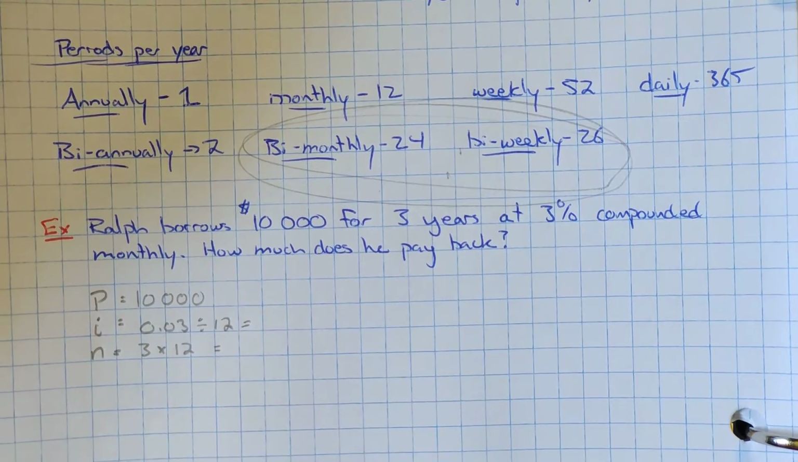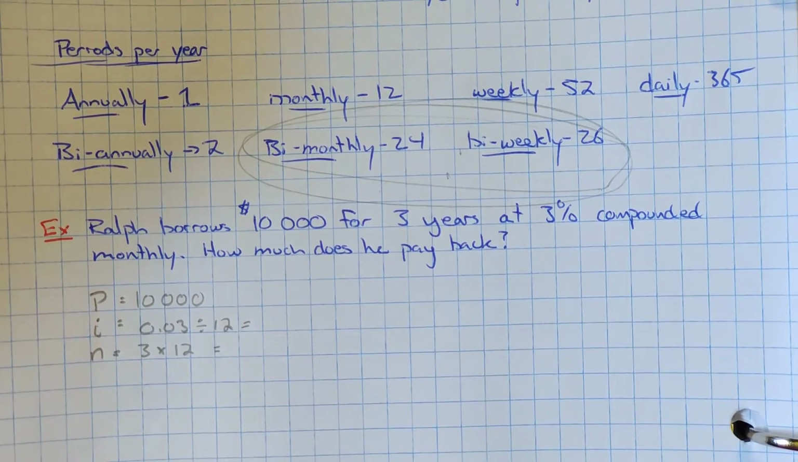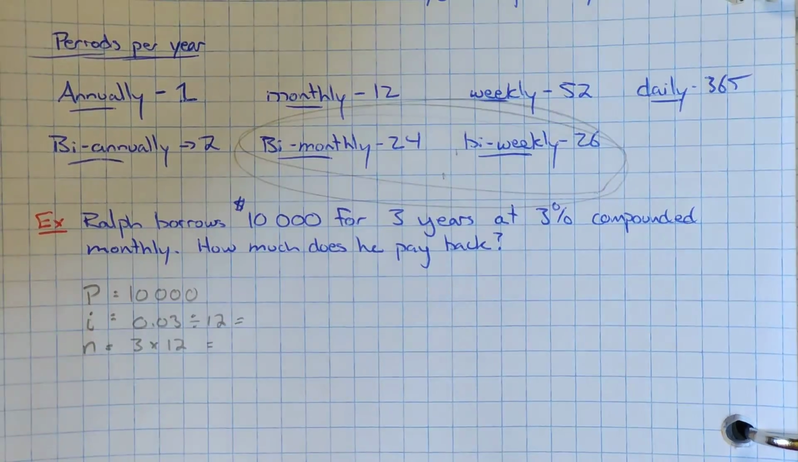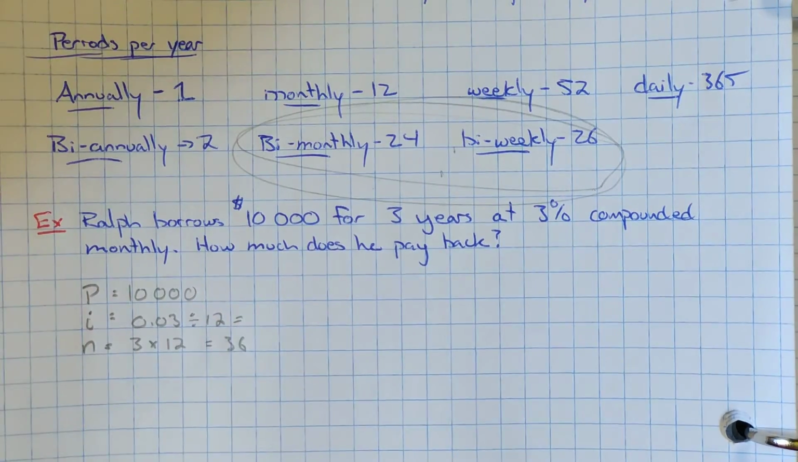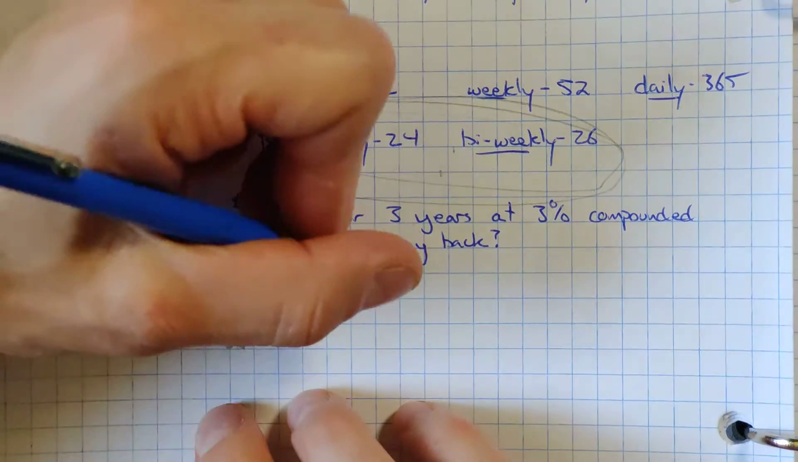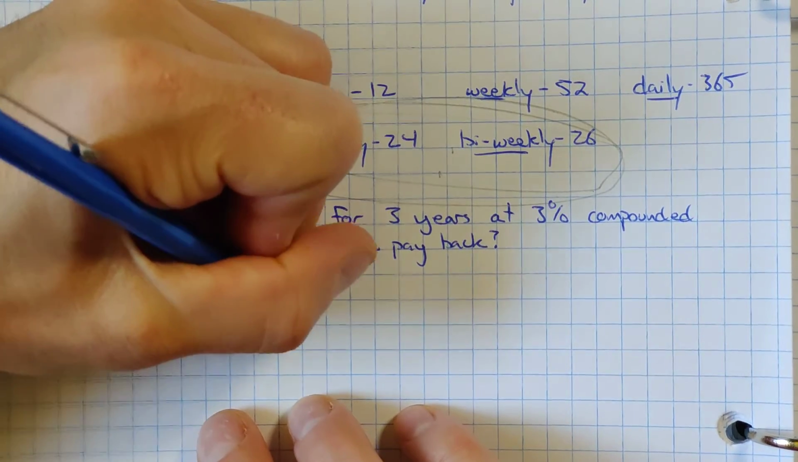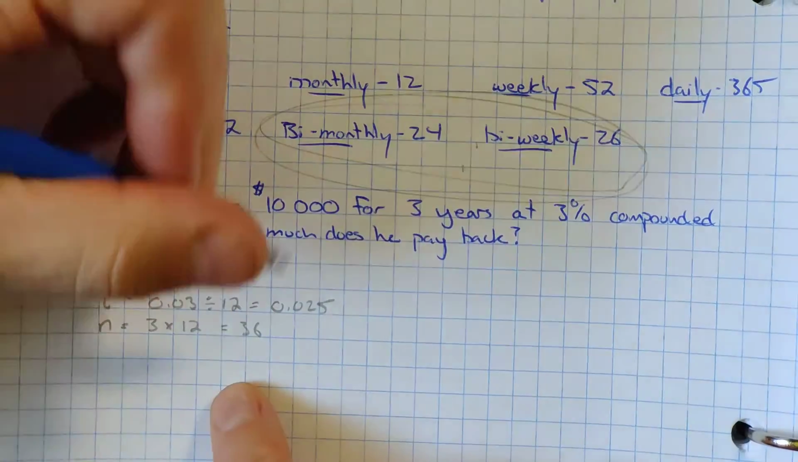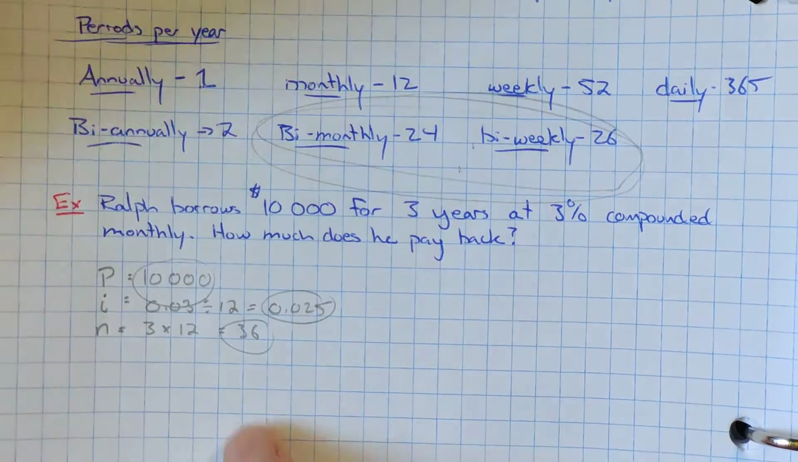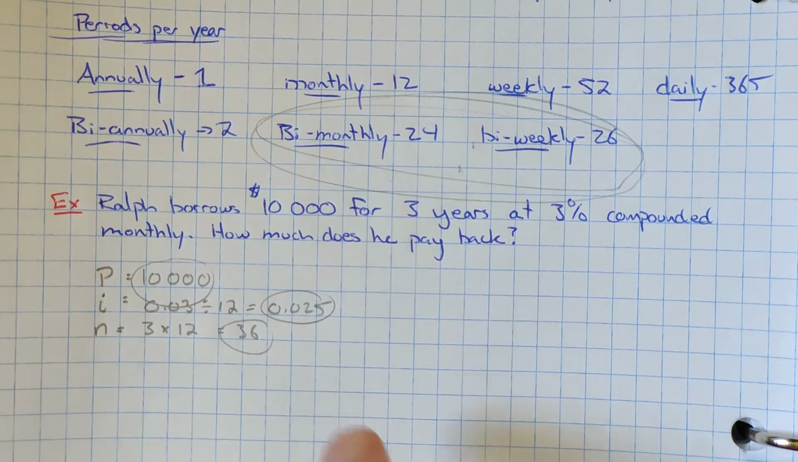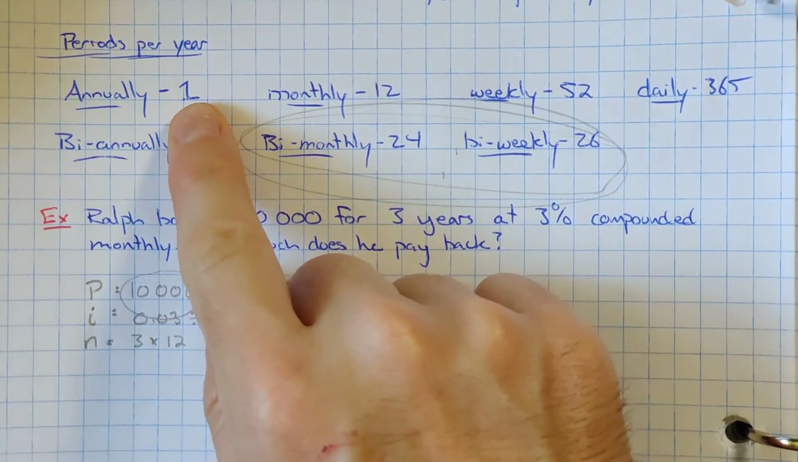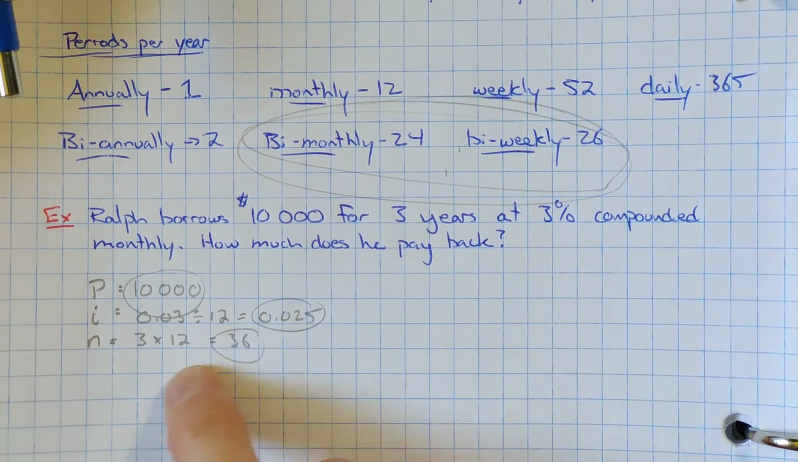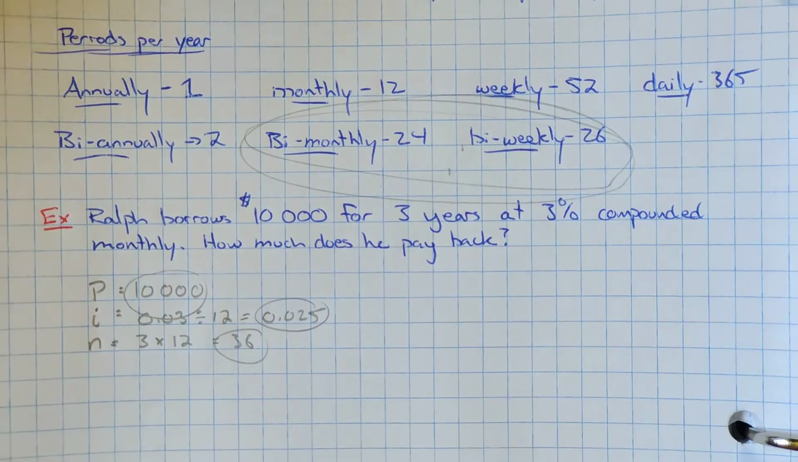If we calculate these out, I'm going to get 36, and 0.03 divided by 12 is 0.0025. These three values are what I'm going to use in the formula. So you're going to do this all the time. The only time you don't have to is if it's annual because it's 1, but otherwise every time you're going to have to multiply and divide by one of these numbers.